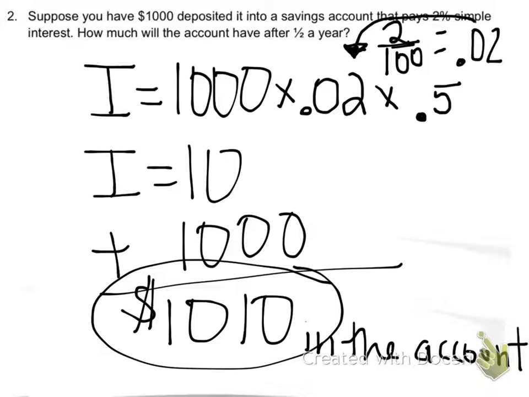All right, sweet. You should have gotten $10 in interest. When you add 10 to 1,000, you will see that you will have $1,010 in your account after half a year.